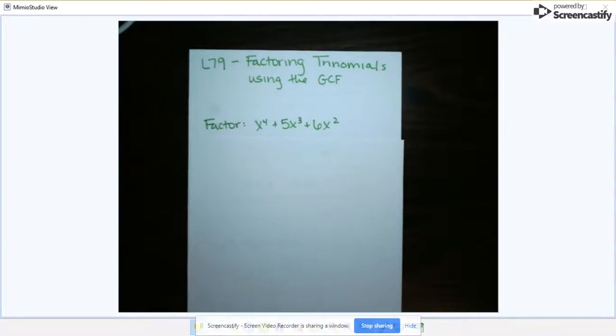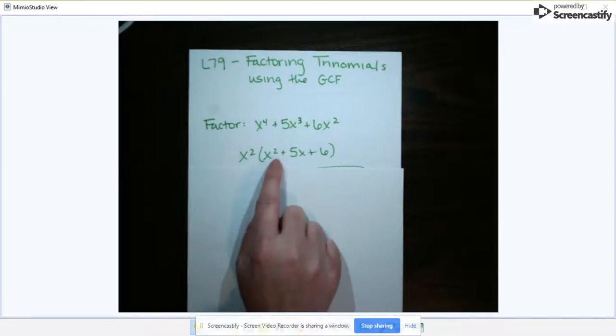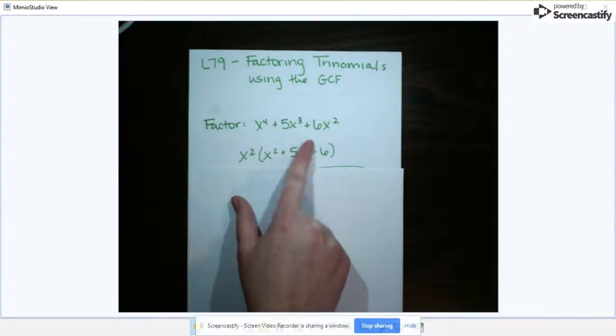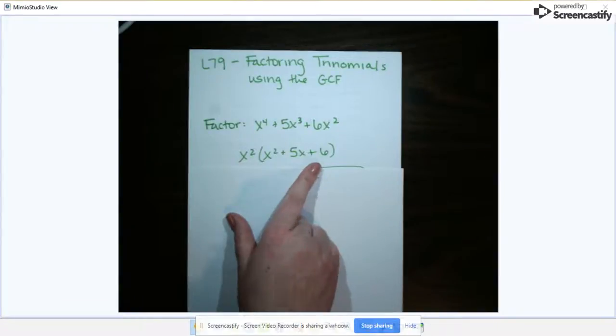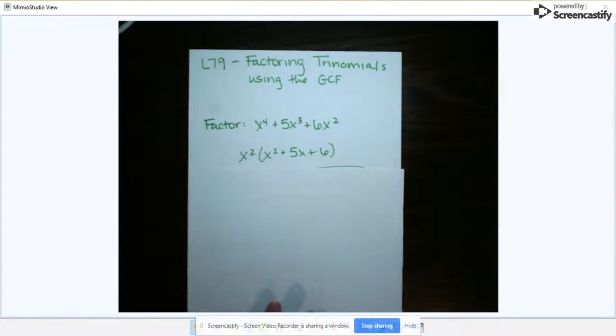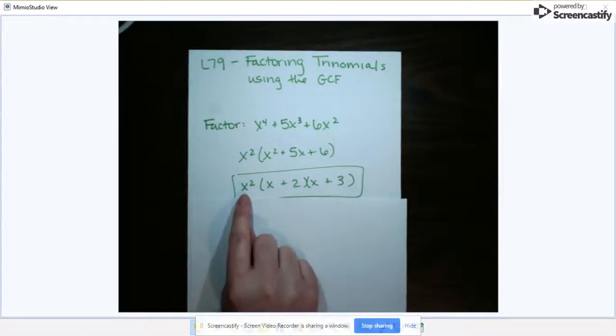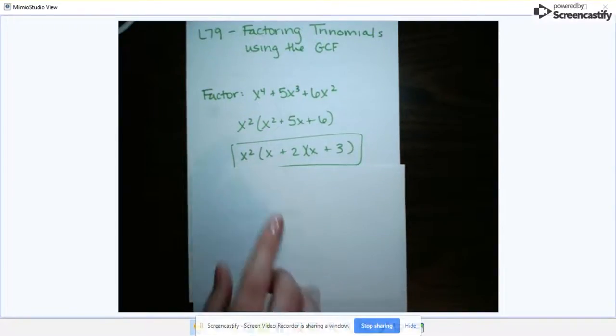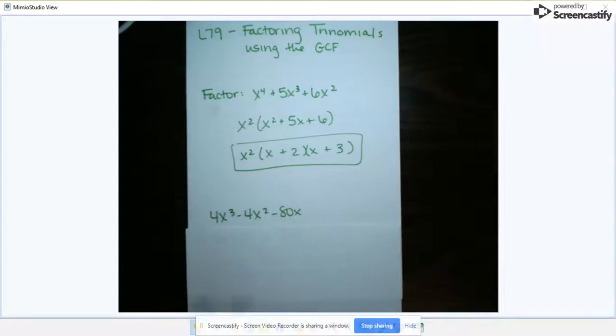Here we have a trinomial, x to the fourth plus 5x cubed plus 6x squared. However, we can factor out an x squared from the get-go. So we're going to factor out that x squared, and now that leaves us with x squared plus 5x plus 6. And now what's left in parentheses, we can factor into our two parentheses. So it turns out to be x plus 2, x plus 3, but we have to keep that x squared out in front.